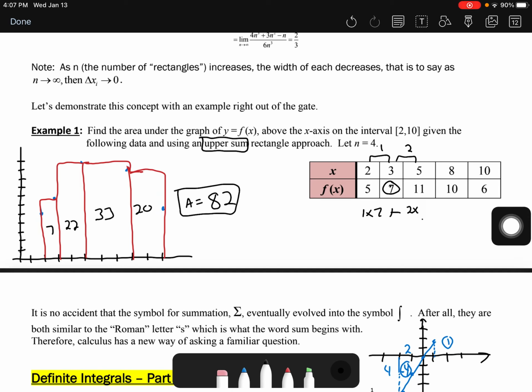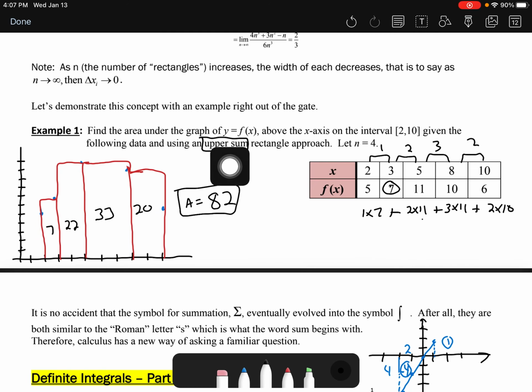So 2 times 11. And then from here to here, I've got a width of 3. And I need to pick between 11 and 10. I'm going to pick 11 again. So I'd have 3 times 11. And then last one, I'd go, okay, here I've got a width of 2. I need to pick between 10 and 6. And so I'd pick the 10. So I'd go 2 times 10, and then I just total those up, which would give me what I have right here. But this is kind of a visual of really the shape that we were finding the area of, okay? But like I said, for saving time, you'd probably do it like this.